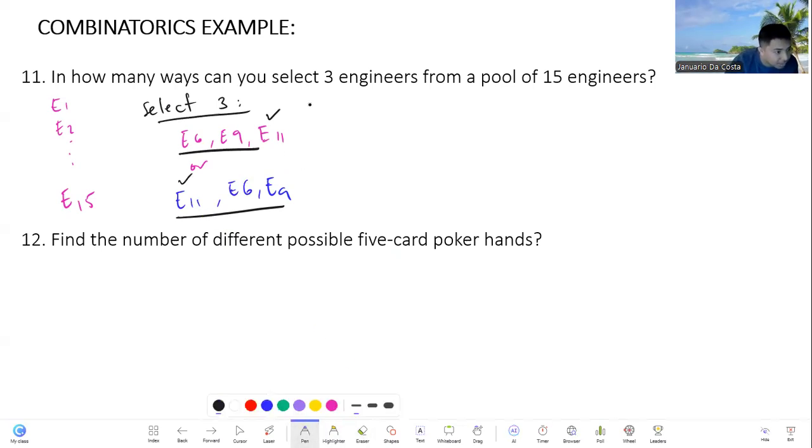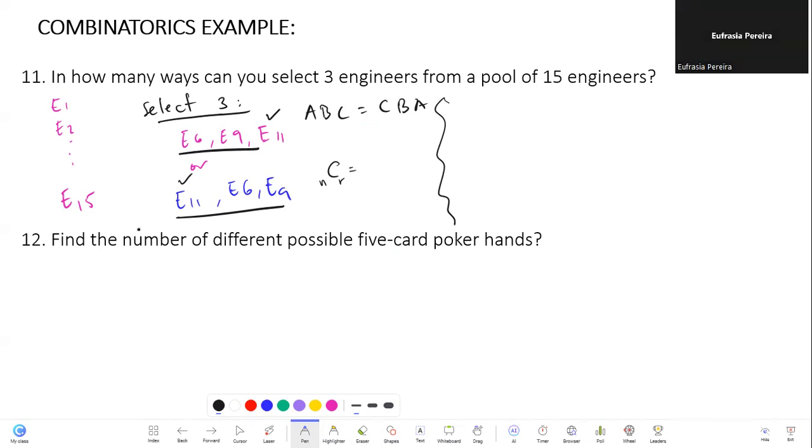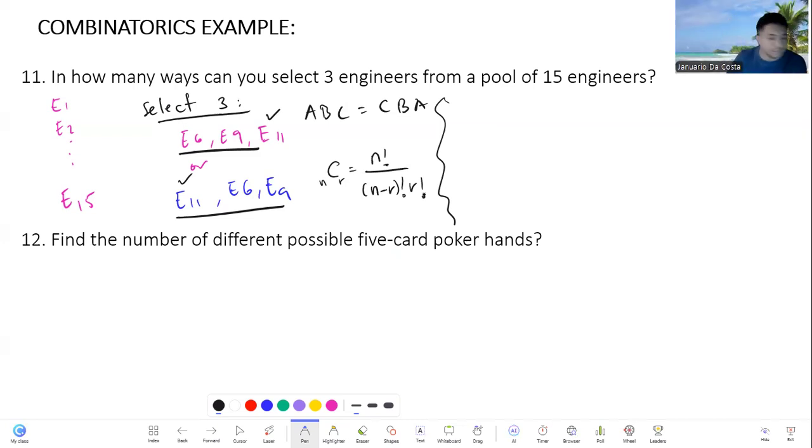Okay. So ABC is equal to CBA. This is a combination. In permutation, they are not equal. That's the only difference between permutation and combination. That's a big difference actually. Since this is a combinatorics problem, what is the formula? C of n and r is equal to what? Did you guys write it down? N factorial over n minus r factorial times r factorial. Okay. So what is our n here?